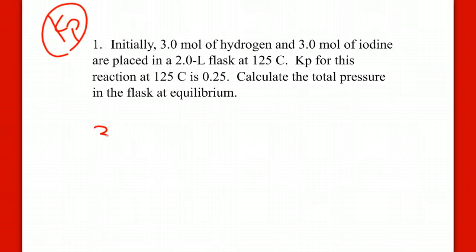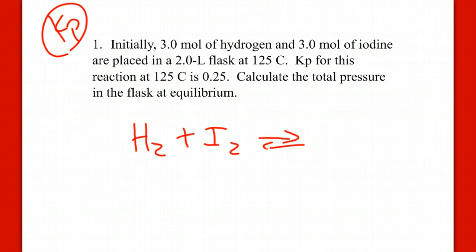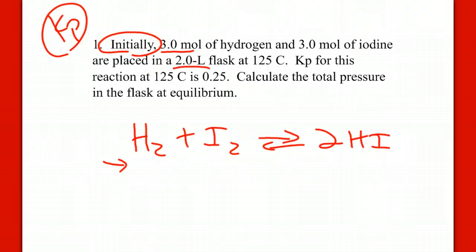All right, same reaction. So we'll write the reaction. Well, it wasn't the same reaction. A much friendlier reaction. Okay, so there's our reaction. Now, it tells us we have 3 moles, and it's initially, so it's this top line. 3 moles of hydrogen, 3 moles of iodine in a 2 liter flask, and the temperature is 125.